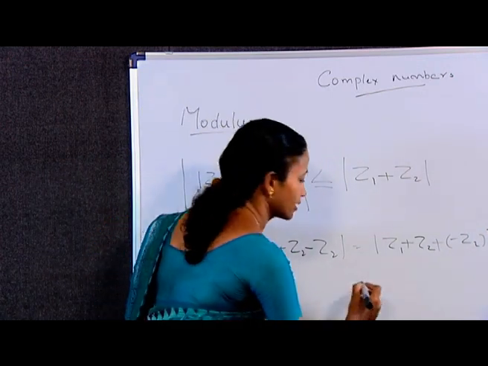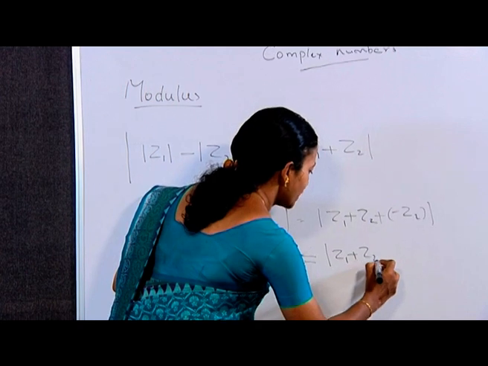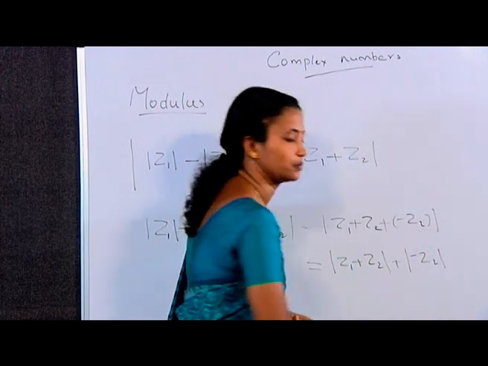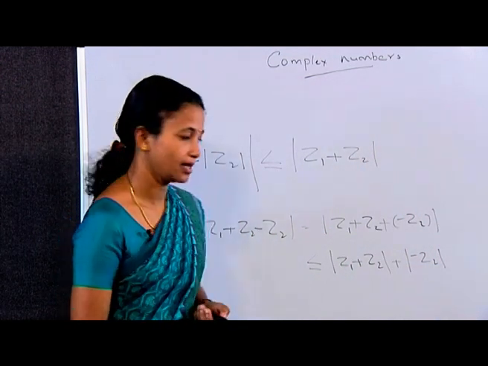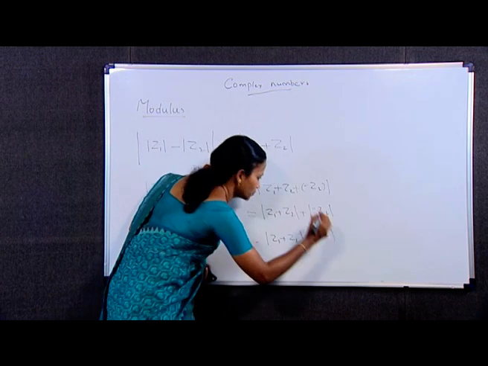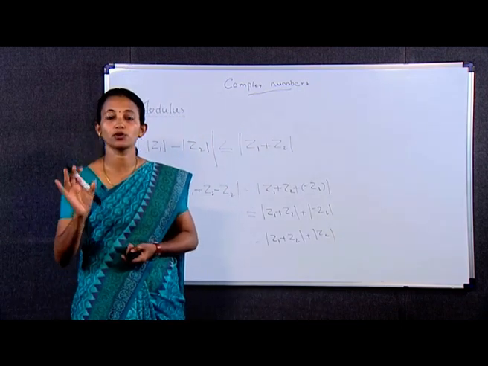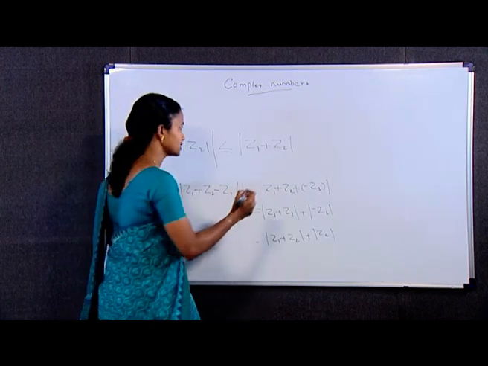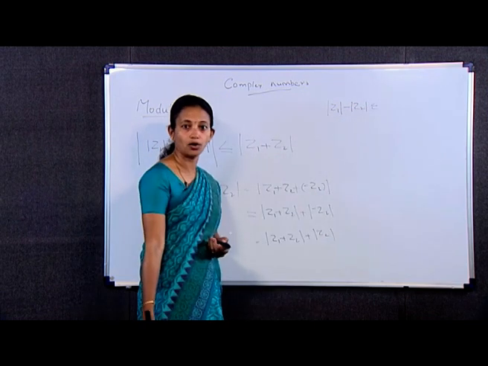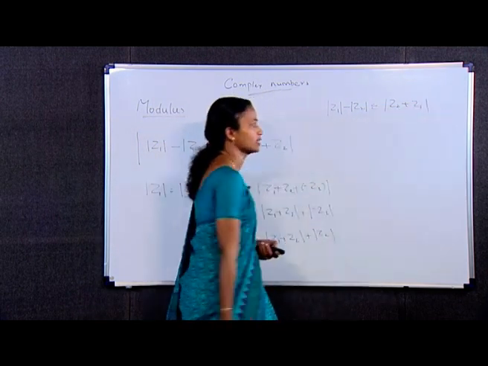This is always less than or equal to, using the triangle inequality, mod Z1 plus Z2 plus mod of minus Z2. This is again equal to mod Z1 plus Z2 plus mod Z2. Hence, we have mod Z1 minus mod Z2 is less than or equal to mod Z1 plus Z2.